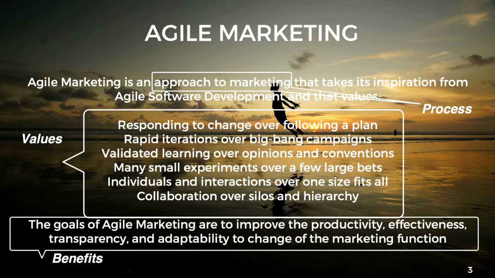Okay, let's go to the next level, my formal definition of Agile Marketing. Agile Marketing takes its inspiration from Agile software development, and, well, you can read the rest. Let's break this down into 3 sections: process, values, and benefits. The processes used by Agile software developers and by Agile marketers are Scrum, Kanban, and Scrumban.